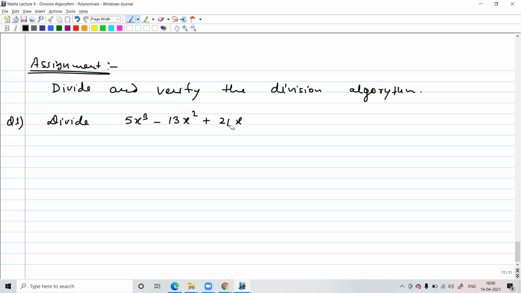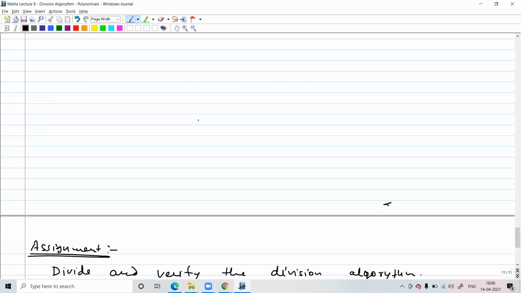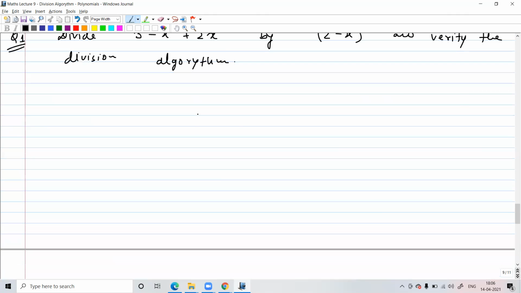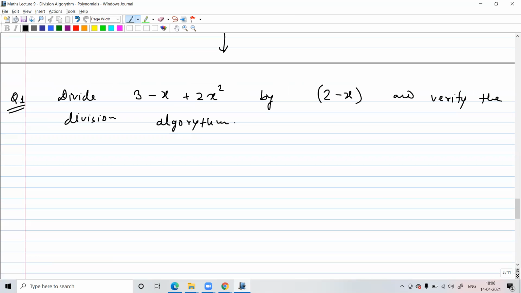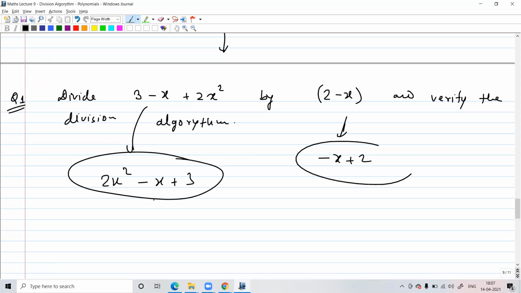Sir, this question, why will we write minus x plus 2, right? Yes, the correct order would be minus x plus 2. That is true. And this one also, the order will be 2x square minus x plus 3. This is the correct order for the dividend and for the divisor.